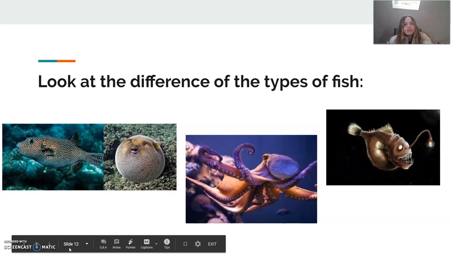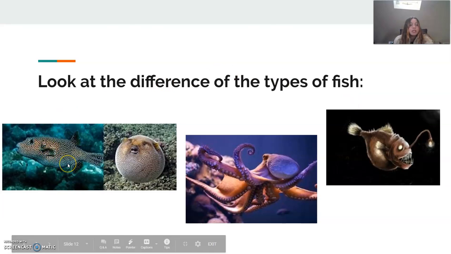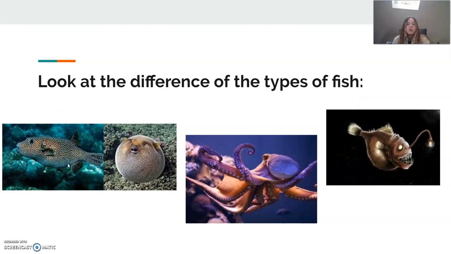So let's look at these different types of fish. All of these have had to adapt due to where they live. The pufferfish, which lives in coral and in that coral reef ecosystem, has the ability to puff up to protect themselves from predators. Octopus here have the ability to easily grip onto rocks and hunt prey with their tentacles. And then the anglerfish, which lives in the deep ocean layers, has adapted to use bioluminescence to survive.